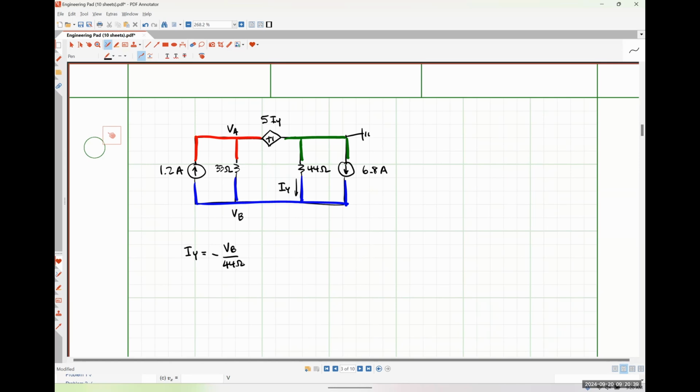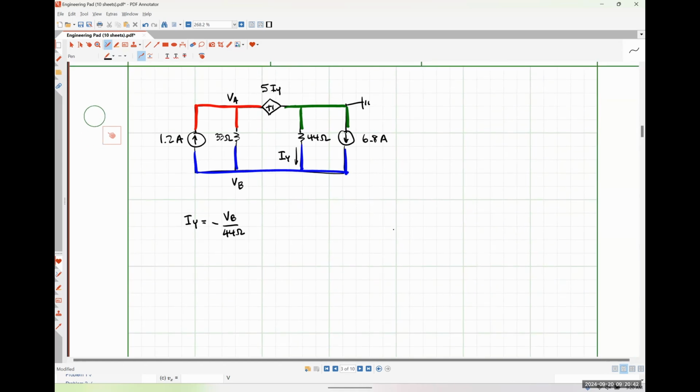Now I need my voltage relationship equation. So what's that going to look like? Okay, so 5IY is equal to VA. Absolutely right. We could put the minus 0 if we wanted to, but that's not really adding anything, and I'm lazy, so I'm not going to put it there. But you're 100% correct. There's our second equation.